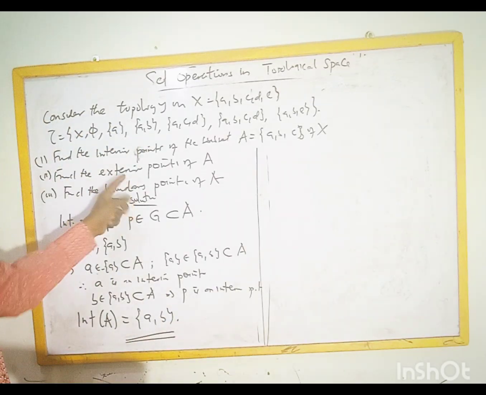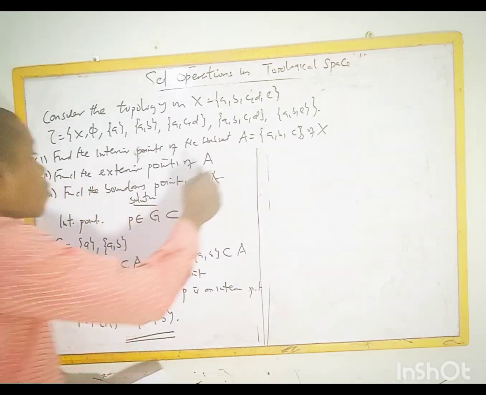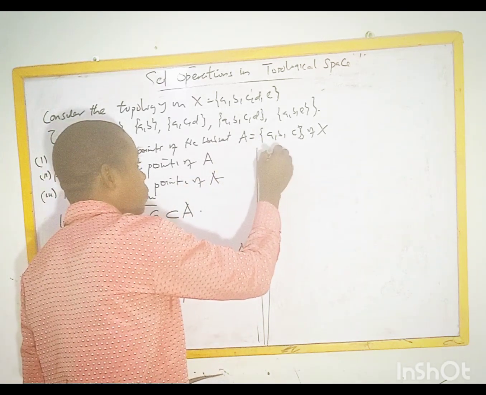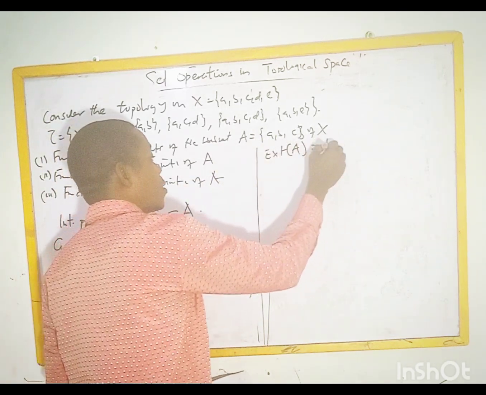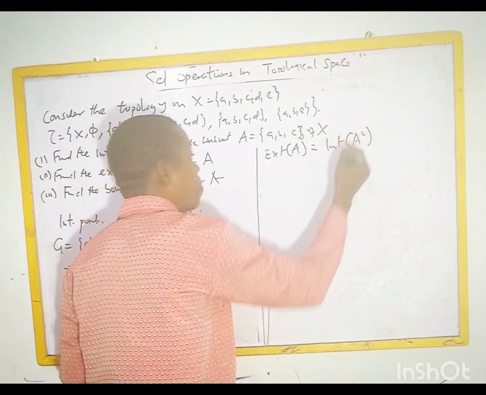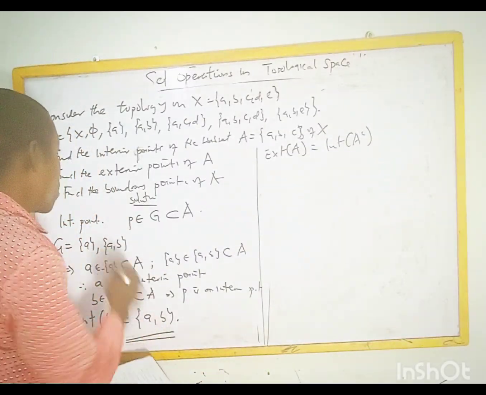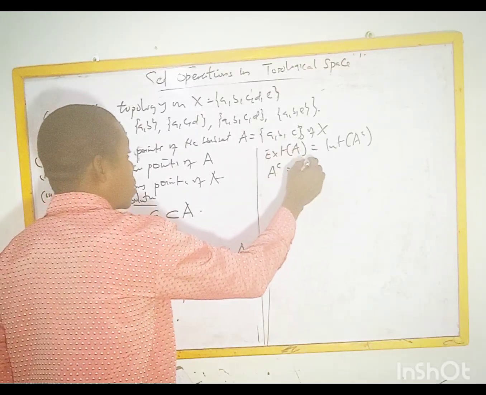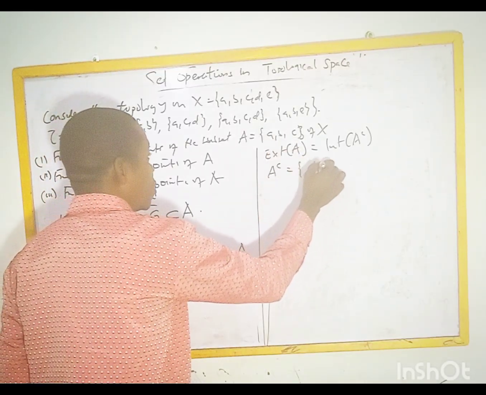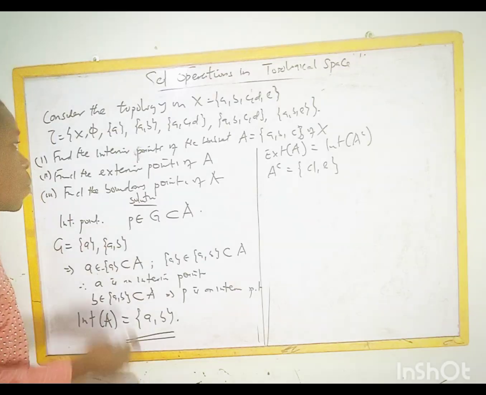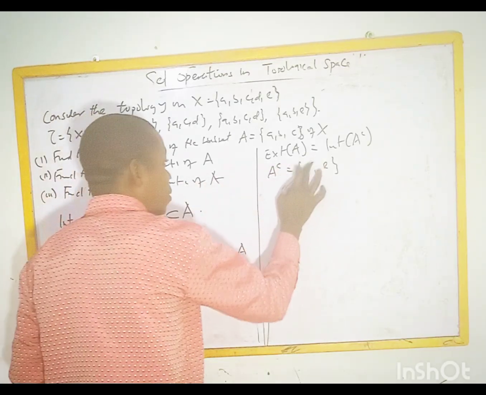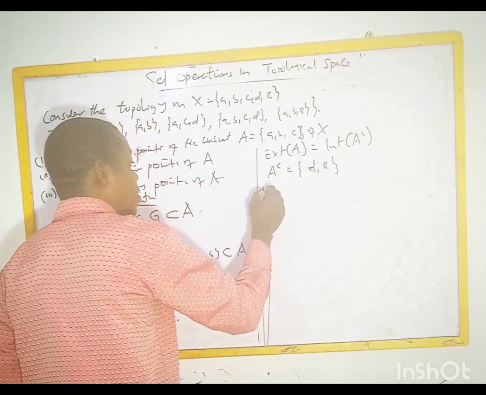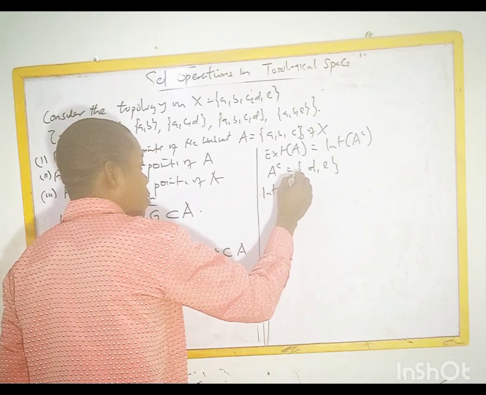Now, what will be the exterior point? The exterior of A is the interior of A complement, and we all know that. Now, what is A complement? A complement is just this: {d, e}. Can you see that? So now that we have {d, e} here, we need to find its interior.